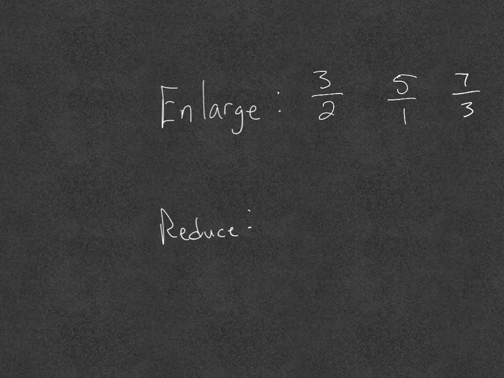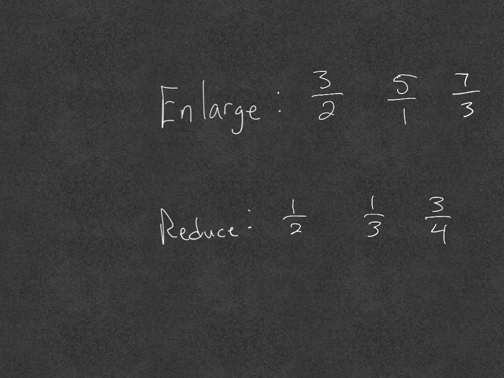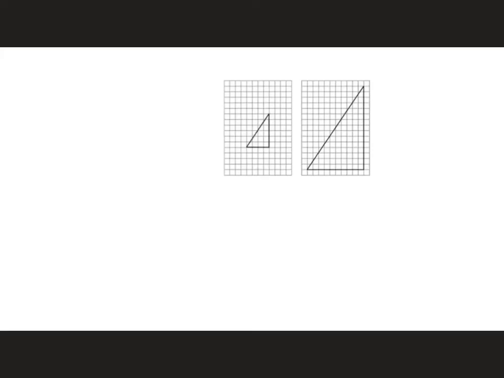If we wanted to reduce something, that would mean we want to have a fraction that is less than 1. So an easy example would be 1/2. That's less than 1. 1/3, 3/4, 2/3. Those are all examples of ratios that are less than 1, which make the object smaller. Now, let's just take a look at some examples.